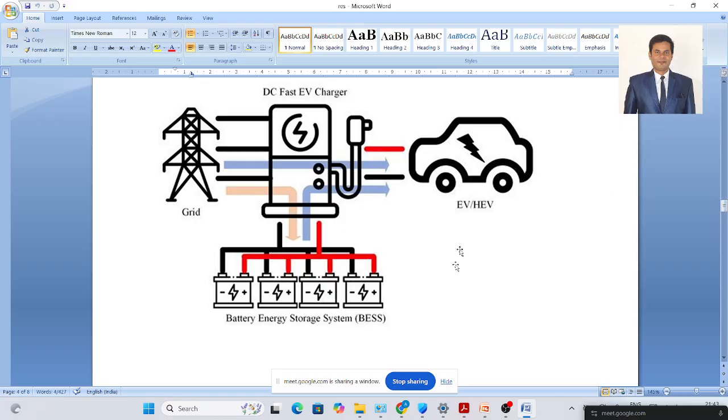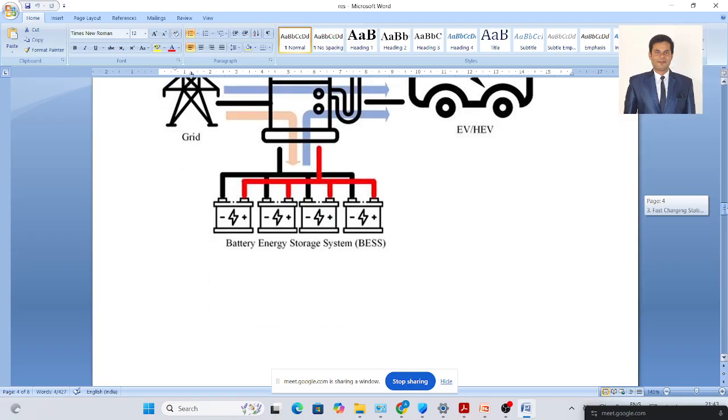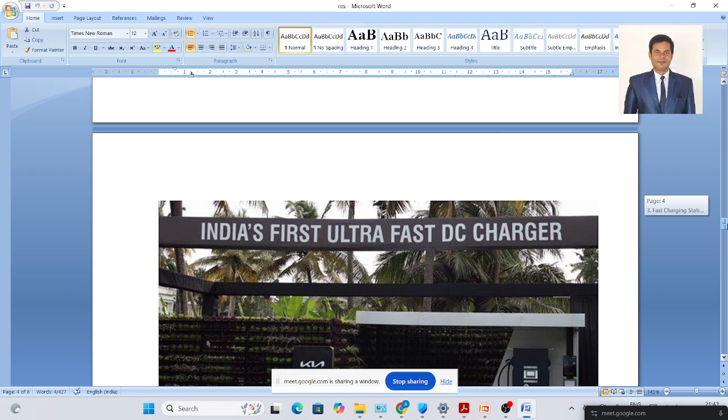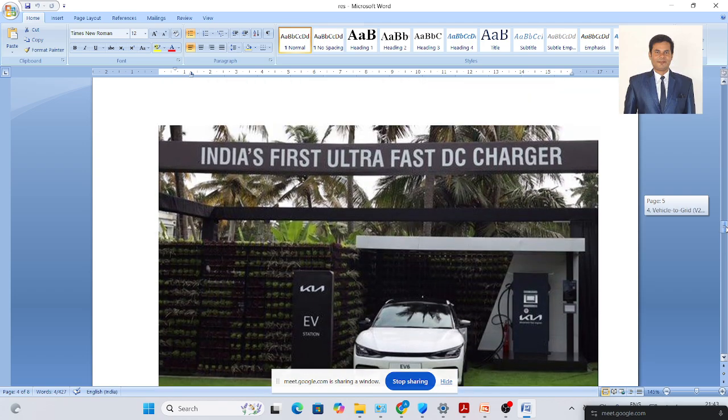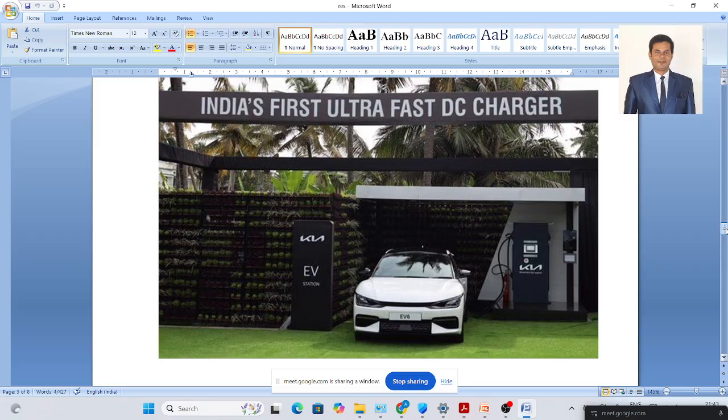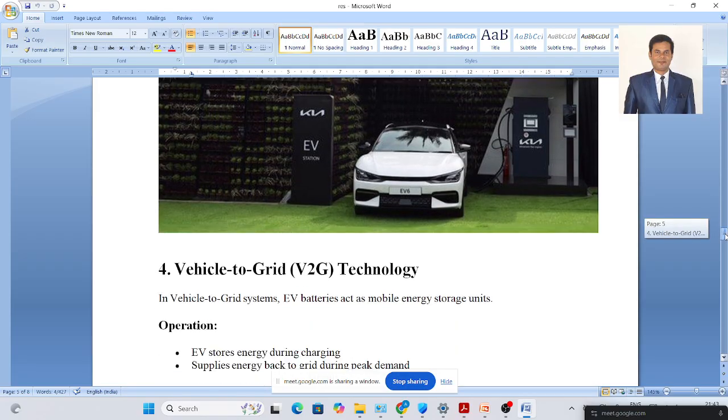Here you can see there is a lot of batteries. This is the BESS, the battery energy storage system, right? From the grids we store all the energy, and then it is given through DC chargers to the heavy electric vehicles, right? This is one of the images where India has ultra fast DC chargers.